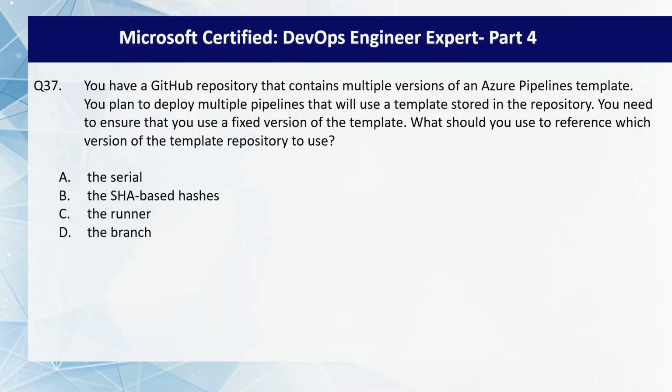Question number 37. You have a GitHub repository that contains multiple versions of an Azure pipelines template. You plan to deploy multiple pipelines that will use a template stored in the repository. You need to ensure that you use a fixed version of the template. What should you use to reference which version of the template repository to use? Your options are the serial, the SHA-based hashes, the runner, the branch.